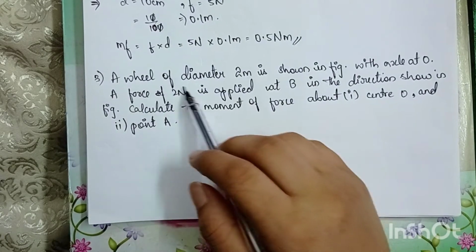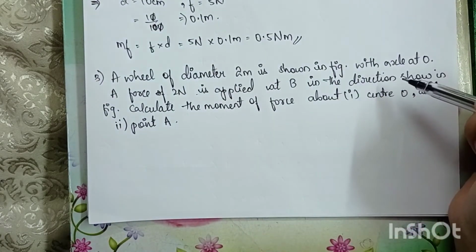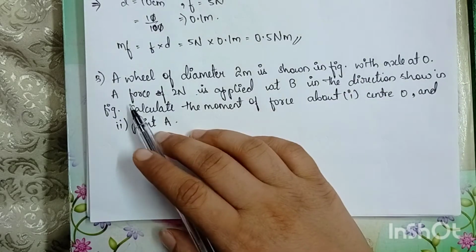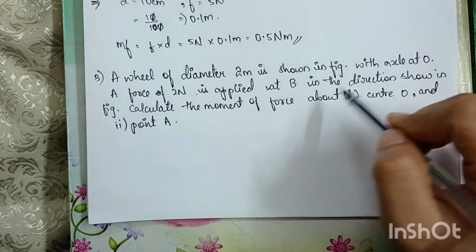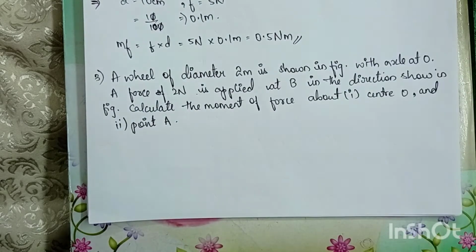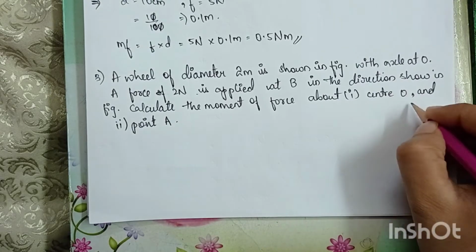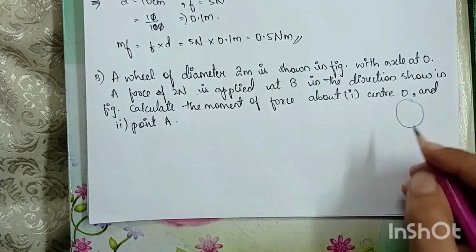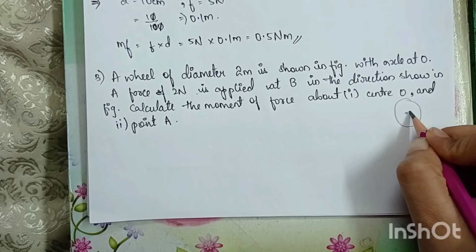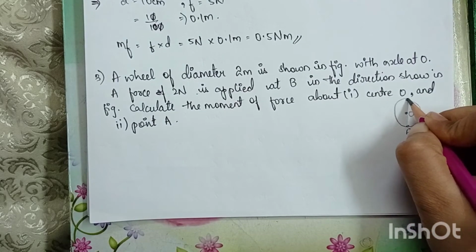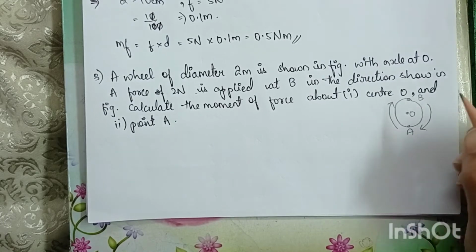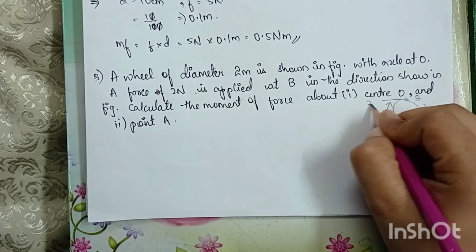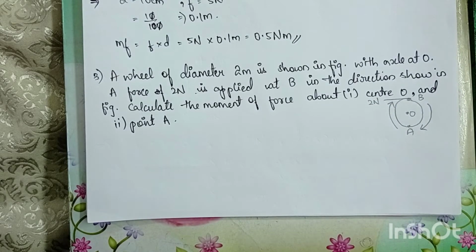Now the third question is: a wheel of diameter 2 meter is shown in the figure. With axle at O, a force of 2 Newton is applied at B in the direction shown in the figure. Calculate the moment of force about the center O and point A. Now the figure is a circle, this is O, the center, this is A, and this is B. It moves clockwise, and this is also clockwise. Now the force acting at a point is 2 Newton, and the diameter is 2 meter.